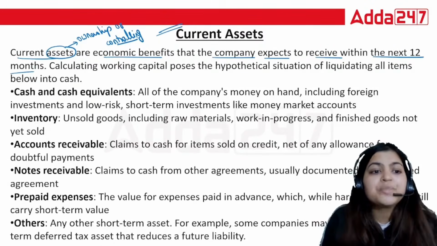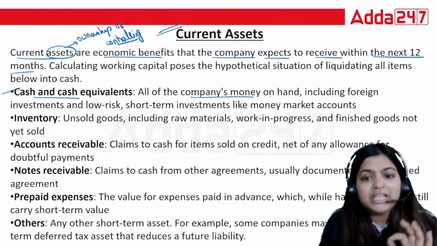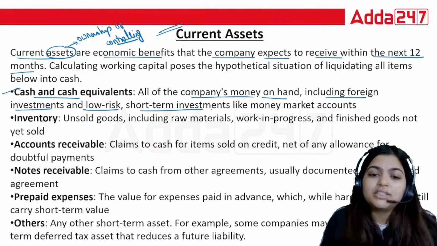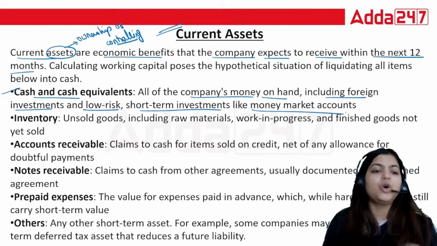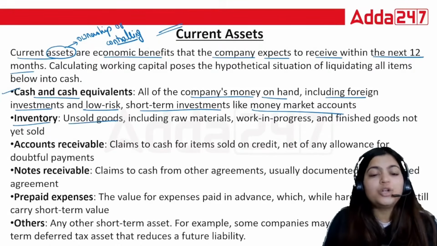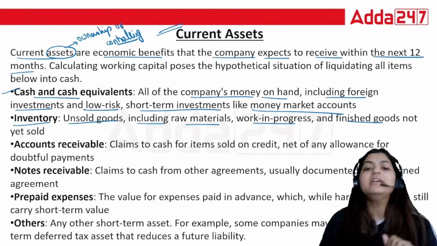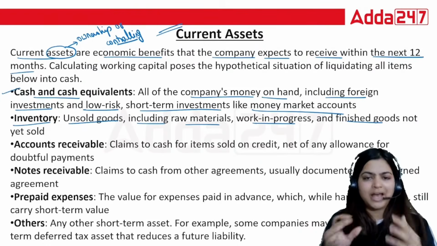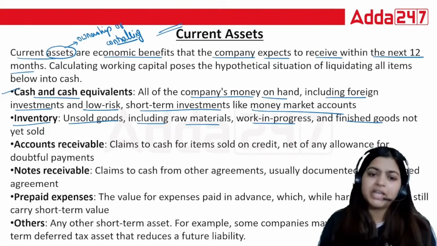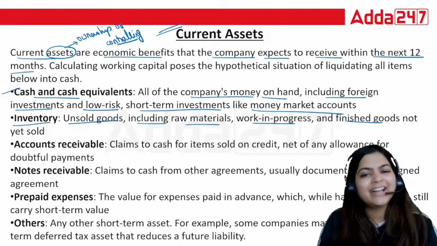Current assets. So here you can see cash and cash equivalents, all of the company's money on hand, including foreign investments and low-risk, short-term investments like money market accounts. All these are going to be part of current assets. Then inventory: unsold goods including raw materials, work in progress, finished goods not yet sold. In your godown, whatever assets you are keeping in terms of inventory, whether that is raw material, WIP or finished goods, everything will be included under current assets.